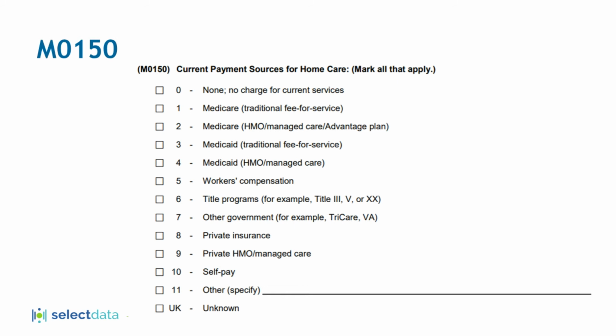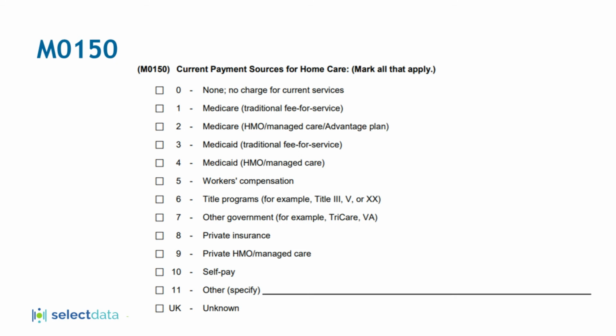M0150 states, current payment sources for home care. Mark all that apply. Option 0, none, no charge for current services. Option 1, Medicare, traditional fee-for-service. Option 2, Medicare, HMO, managed care or advantage plan. Option 3, Medicaid, traditional fee-for-service. Option 4, Medicaid, HMO or managed care.